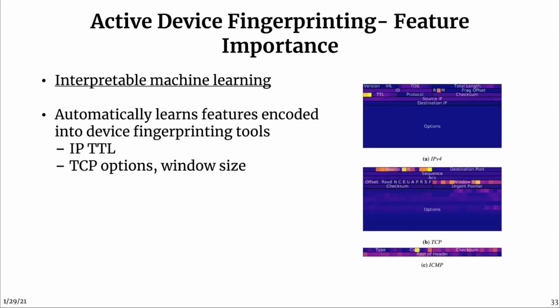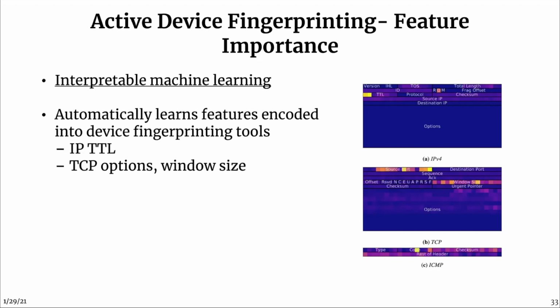Earlier, I talked about interpretable features because of nPrint. nPrint is unique in that it's interpretable at the bit level, right? So we can now probe our model and determine by its feature importance what it learned to distinguish the classes of routers or network devices and IoT devices. So we actually see that it automatically learns features that are already encoded into Nmap, for example.